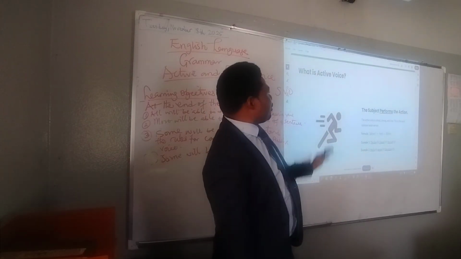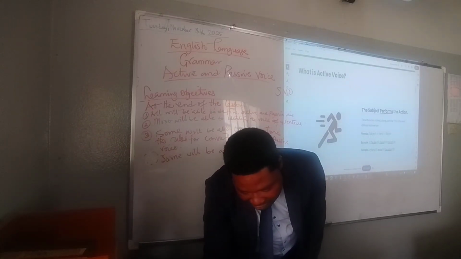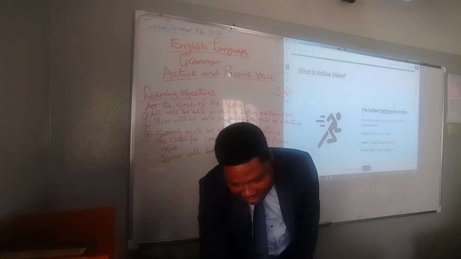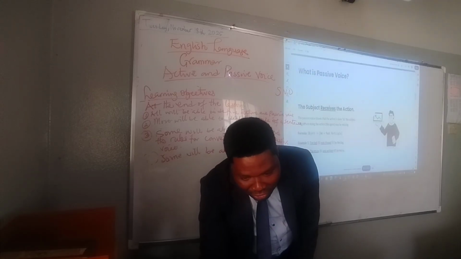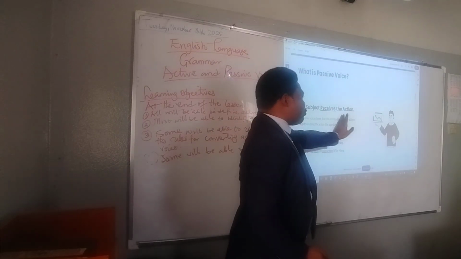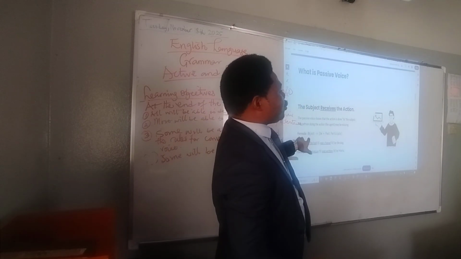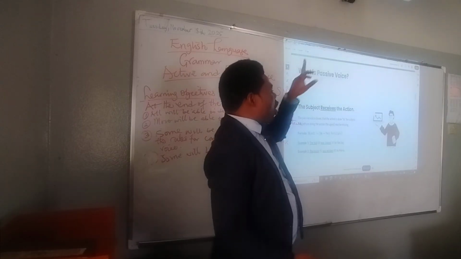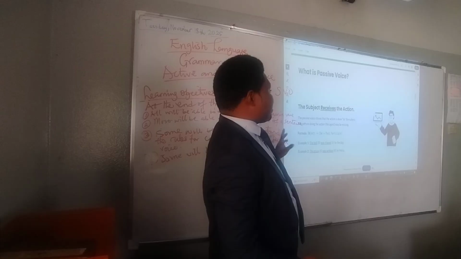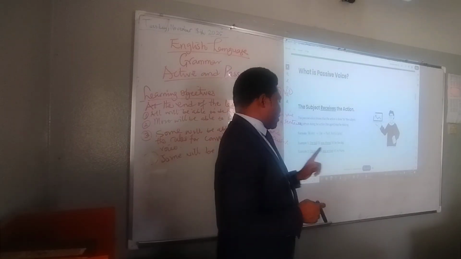So we move on to the second part of the voice, which is what we call passive voice. Now, to move from active to passive, something will have to move. The subject will have to move or switch from the subject position to the object position, and the object will have to move from the object position to the subject position, which we are going to discuss in the process of converting from active to passive.